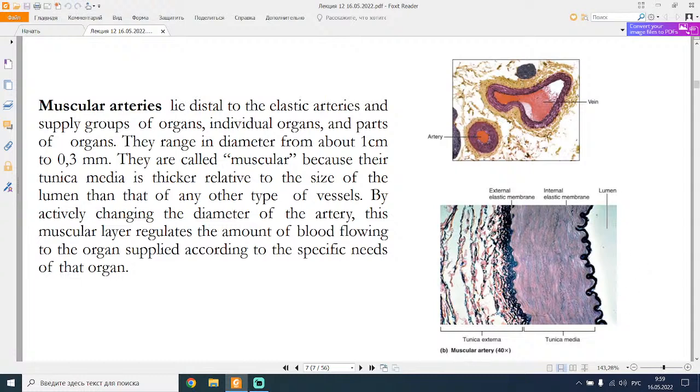What you see, muscular artery. This is the intima, the internal elastic membrane, the external elastic membrane. This is the tunica media. Tunica media has many smooth muscle cells. And this is the tunica externa. These are muscular arteries.